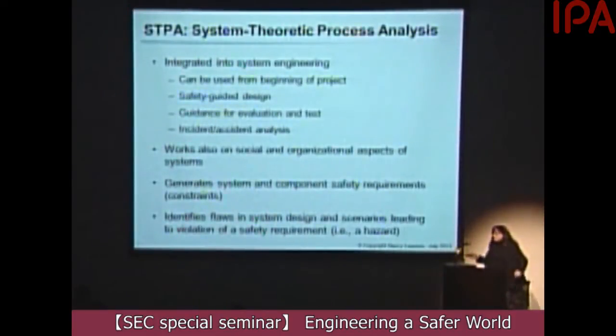We can use it for guidance and evaluation and test. Boeing has just adopted STAMP and STAMP tools in their evaluation and test of new aircraft. And it can be used for incident and accident analysis. It works also on the social and organizational aspects of the systems, not just the physical ones. It creates system and component safety requirements, the constraints. Remember I said virtually all accidents in software have come from bad requirements, inadequate requirements. We can use this analysis to generate the safety requirements, and I'm going to show you how. So we can make sure that the software safety requirements, for example, are correct, because we're going to generate them ourselves from this technique. And it identifies flaws in system design and scenarios leading to the violation of one of these requirements.